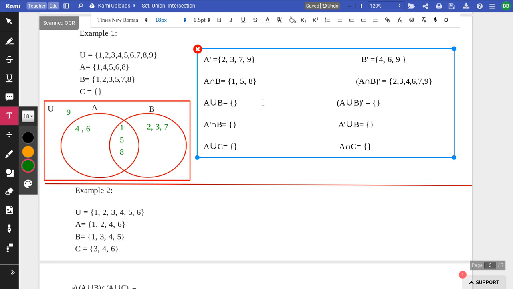Okay. And then we have either or. So either in A or B, and that you can visually see as well. 1, 2, 3, 4.